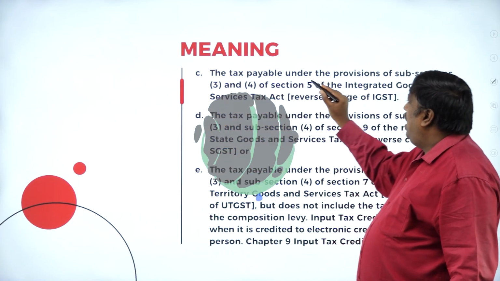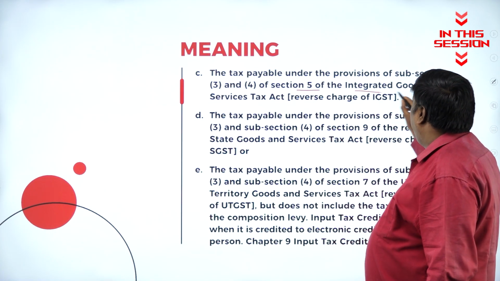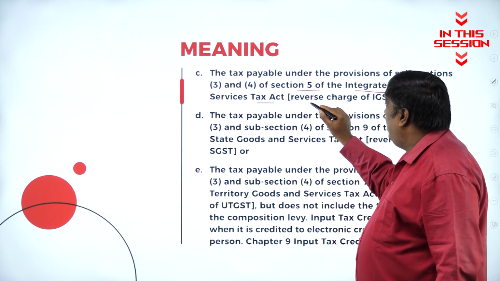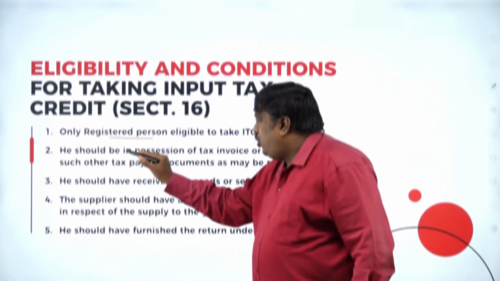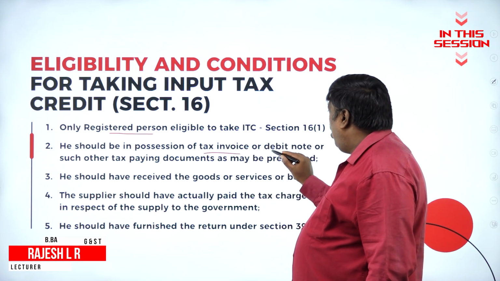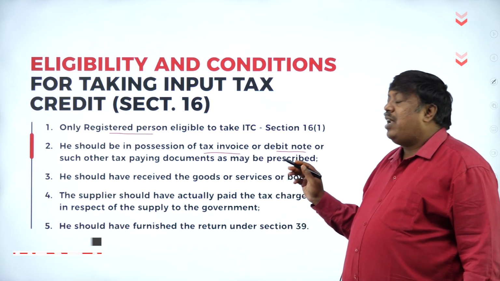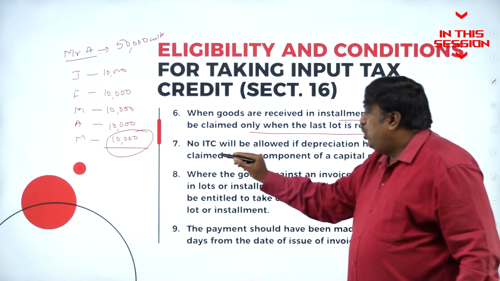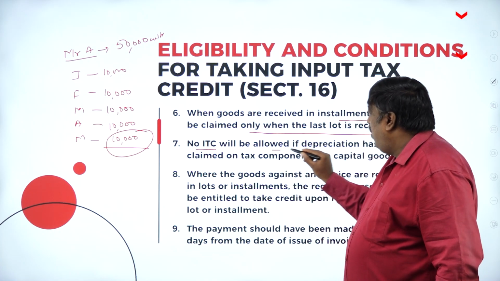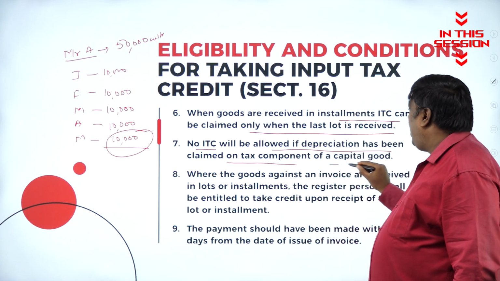The tax payable under the provisions of subsections 3, 4 and 5 of the Integrated Goods and Services Tax Act, under reverse charge of IGST. He should be in possession of a tax invoice, or he should have a debit note, then only is he eligible to claim the input tax credit. No input tax credit will be allowed if depreciation has been claimed on the tax component of capital goods.